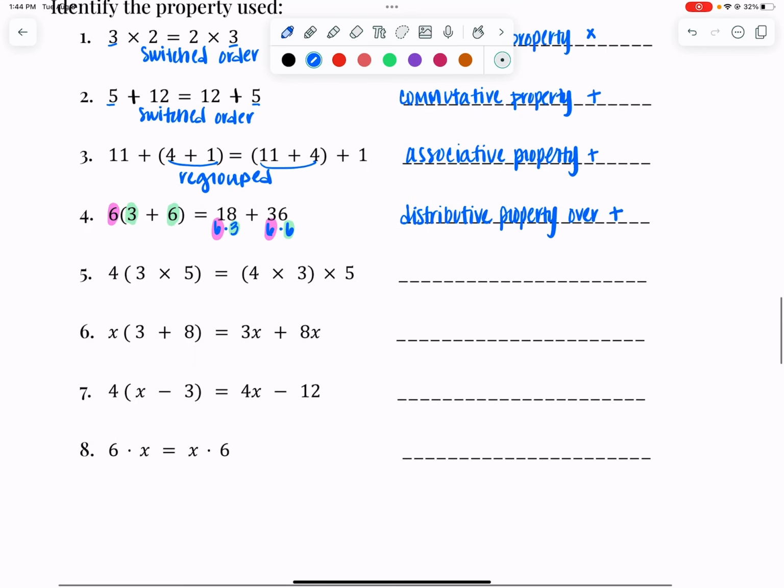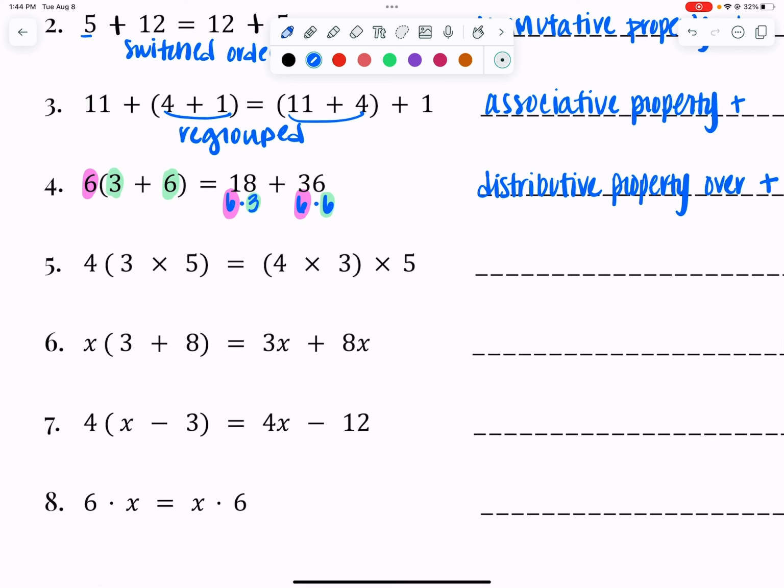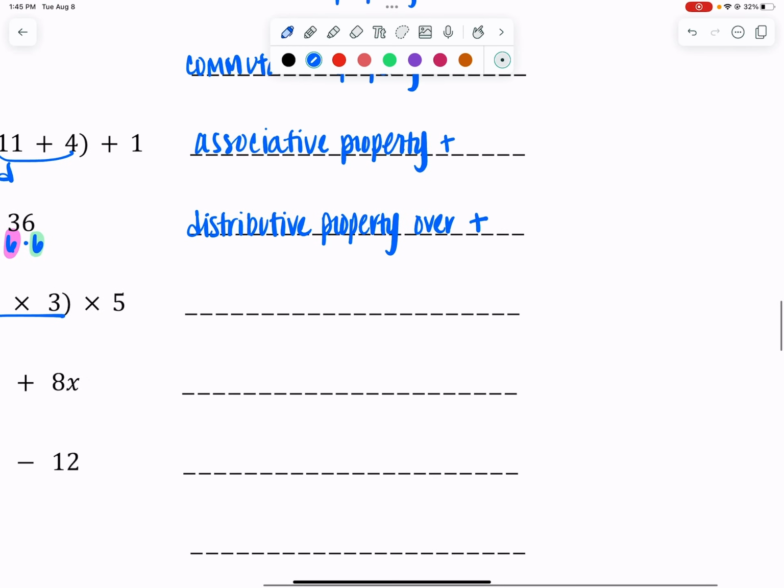5 looks very similar. No, it doesn't. Just checking to make sure you're paying attention. It looks like we have the 3 and the 5 together over here. On the right side, we have the 4 and the 3. They have regrouped. So this is the associative property. And we're multiplying.